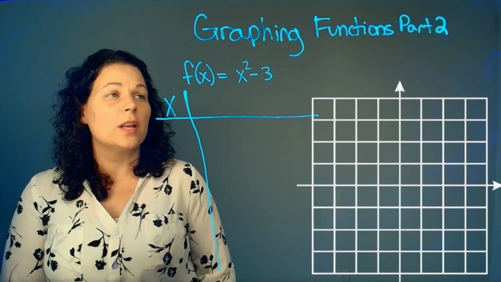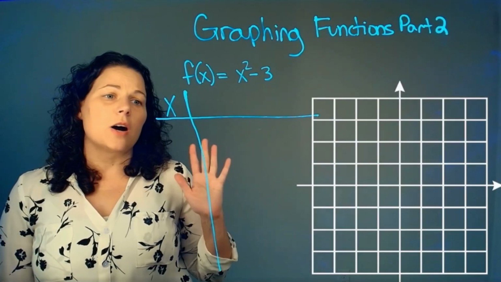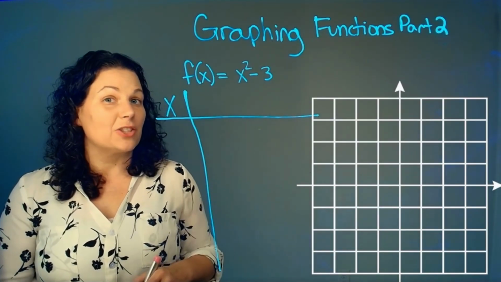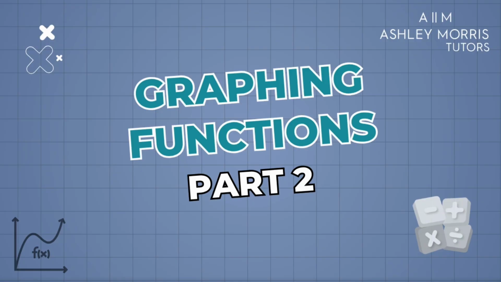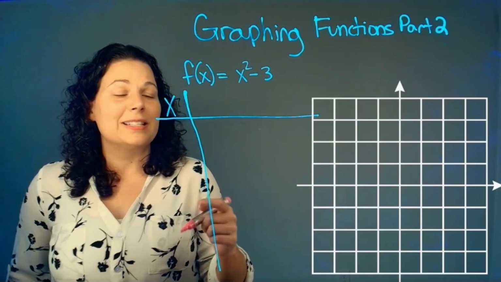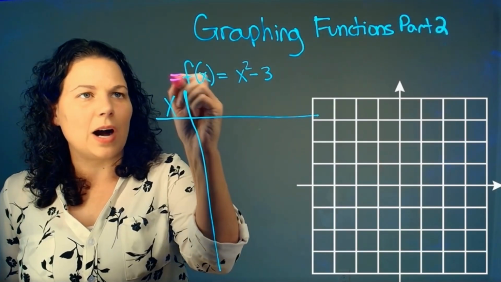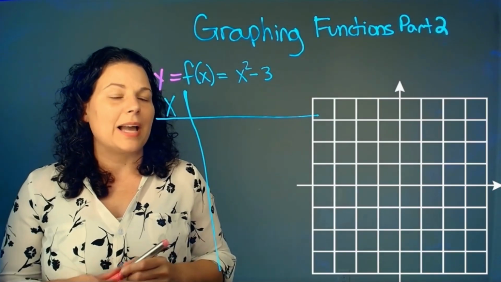And in this video, we're going to do another graphing functions. This one's a little bit different, so I wanted to make sure I got both of them. So my function is f of x. That's the same thing as saying y equals x squared minus 3.